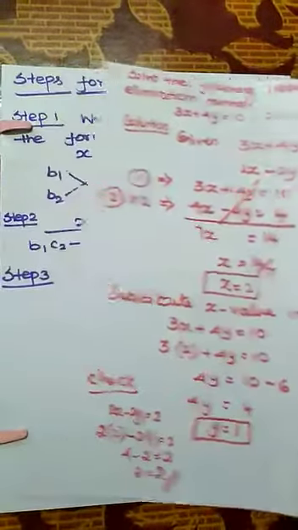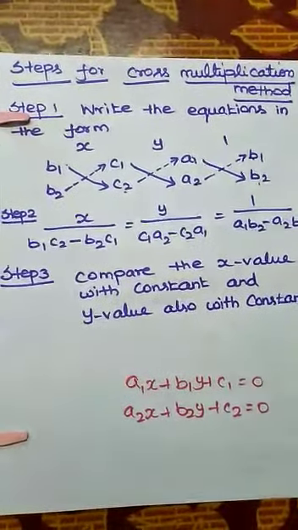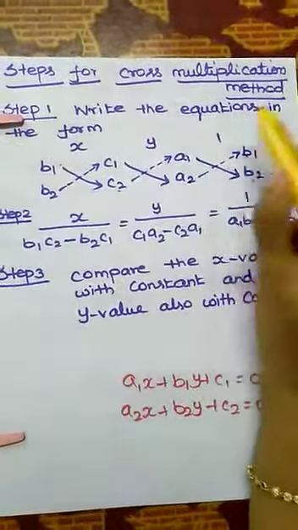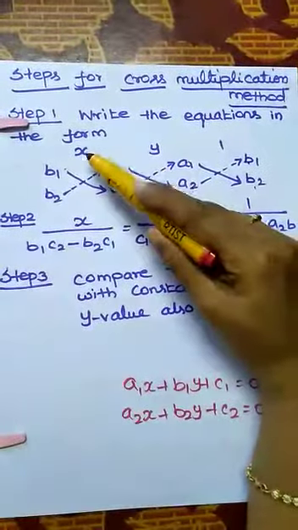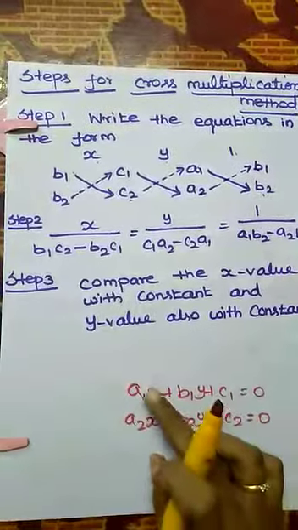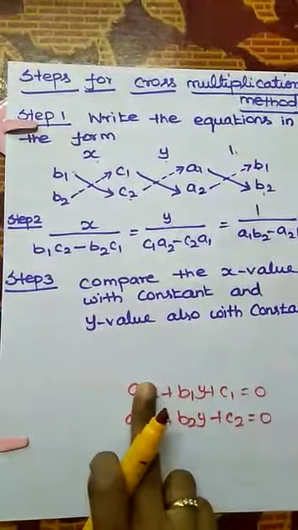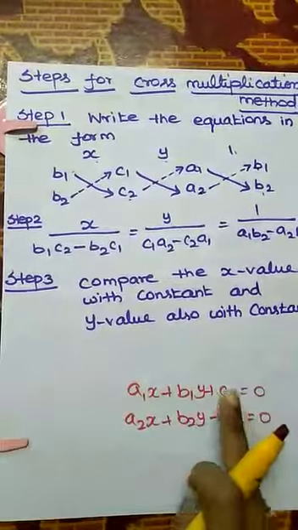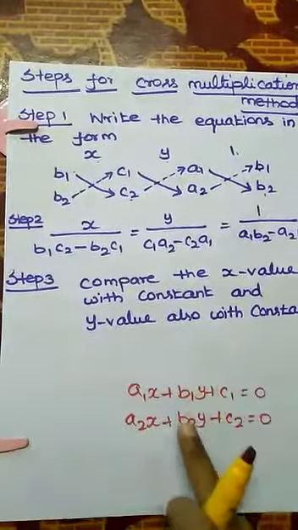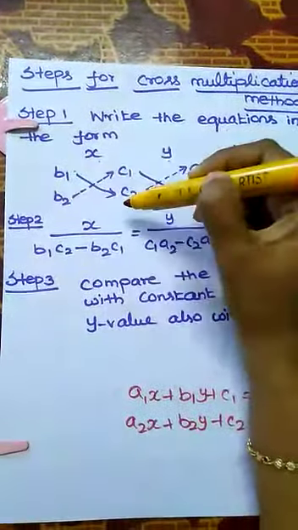Next one, cross multiplication method. Here we have to arrange in some format. First step, write the equations in the form, that is coefficient of x, coefficient of y, constant. We have to choose the values. First, we are going to write the x place, which means we don't take the x value. Directly we have to choose y and constant. Coefficient of y value b1, b2 and constant c1, c2. So here write b1, b2, c1, c2.